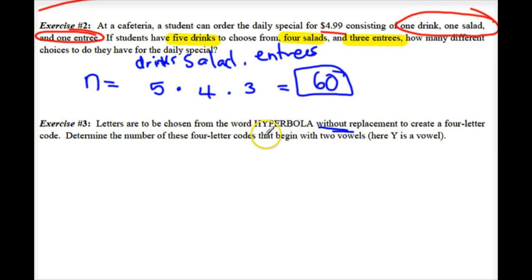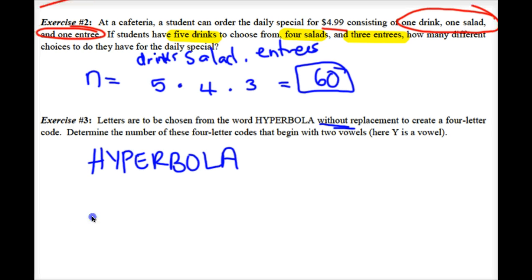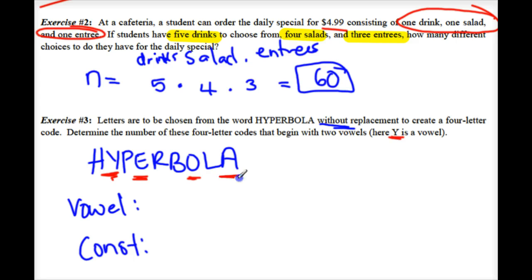Now, first of all, you want to look at how many choices. Hyperbola. So I have to break this down. There we have vowels and consonants. So how many vowels do we have? It says Y is a vowel here. So I know my vowels are going to be Y, E, O, A. Am I missing any? No. So there are 4 vowels. And then my consonants will be 1, 2, 3, 4, 5.